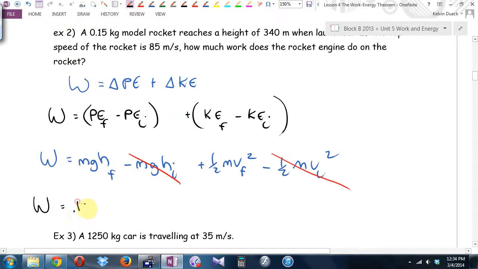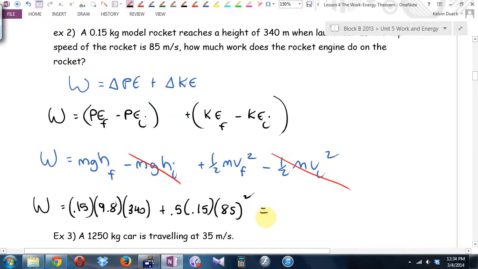mass 0.15, 9.8. What's H final? 340 plus 0.5 times 0.15. What's V final? Squared. How many joules of energy does this rocket engine have to have minimum? Otherwise, this rocket ain't getting up that high that fast.